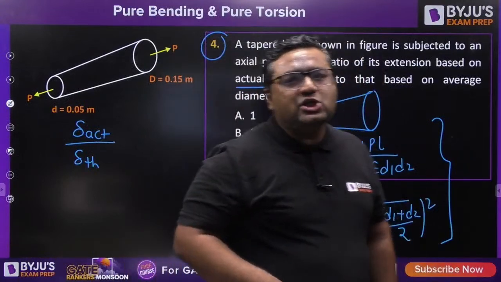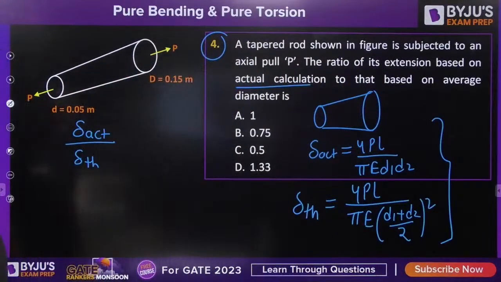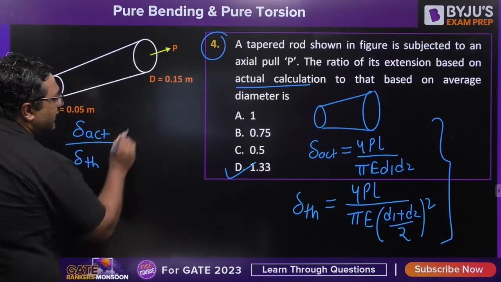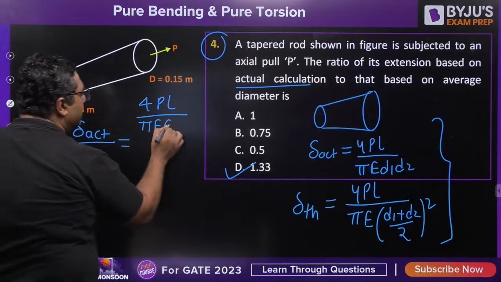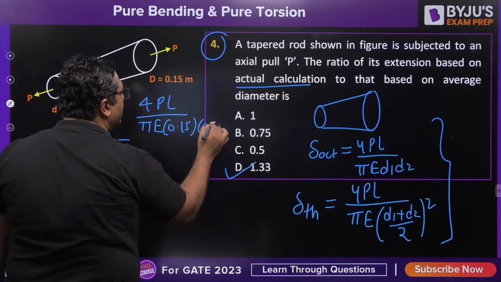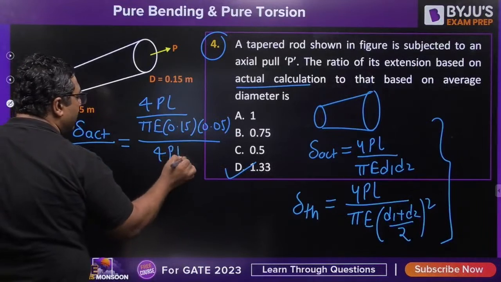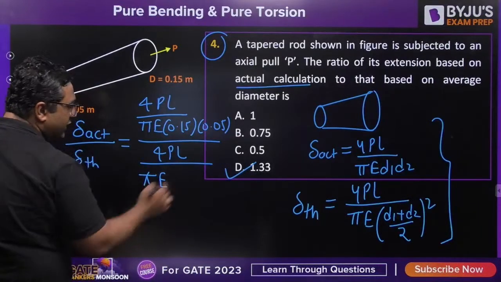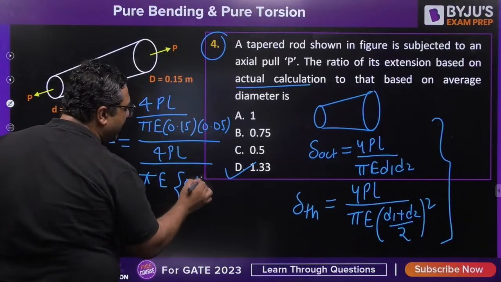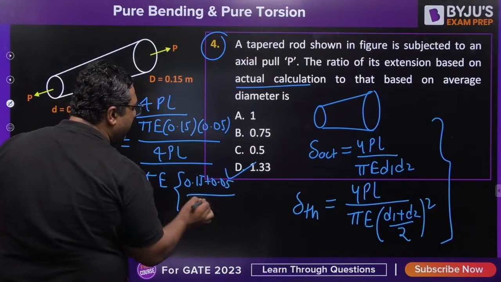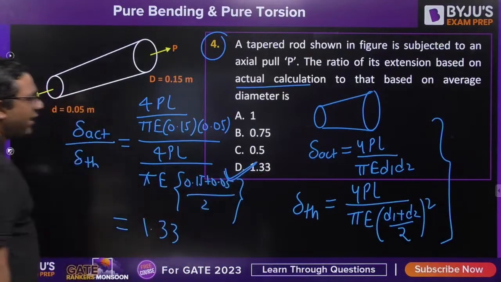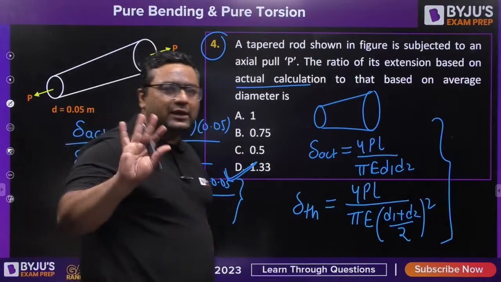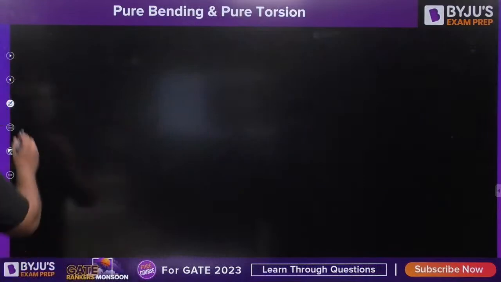Very good. Pranjal Gupta has also given the answer, and the answer for this is D, no doubt about that. When you solve this, you will get 4PL upon pi E D1 D2, with D1 D2 being 0.15 into 0.05, divided by 4PL upon pi E into the average, so 0.15 plus 0.05 divided by 2, whole square. This ratio will come out to be 1.33. D is the right answer. Is it clear? Is the blue color visible to all of you? Yes. Otherwise, I will change the color.